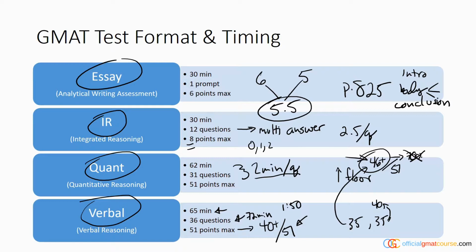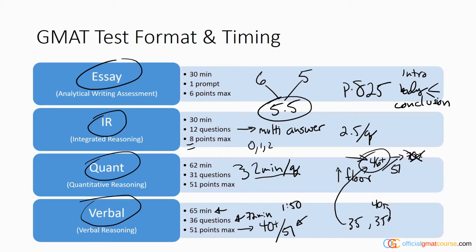Under the verbal falls sentence correction. Sentence correction is where they give you a sentence and part of it's underlined. You're asked to choose the best answer choice that fills in that underlined section. And answer choice A is always the underlined portion as it appears in the question itself.